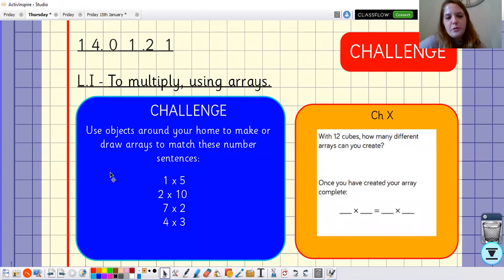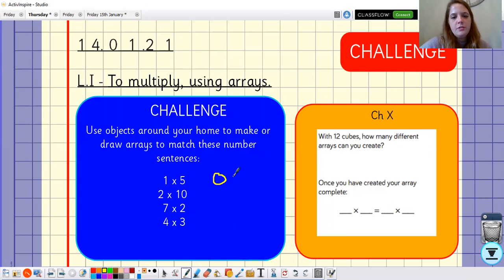Okay, so your challenge for today is I'd like you to use objects around your home to make arrays, but if you'd rather, you can draw arrays to match these number sentences. So either you're going to draw an array to match each of these number sentences, or you can use objects around your home to arrange them like an array. Okay, so if I was to draw an array for 1 multiplied by 5, I know that that is one group of 5. So I'm going to draw my one group of 5.